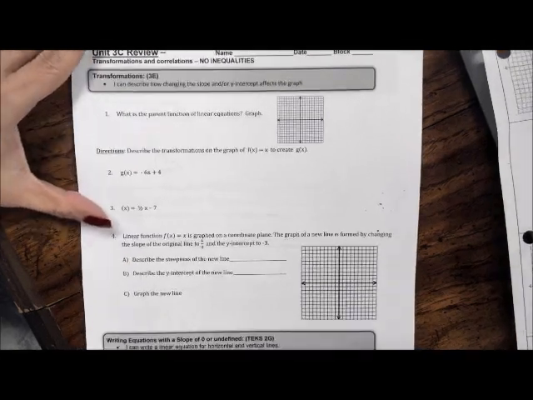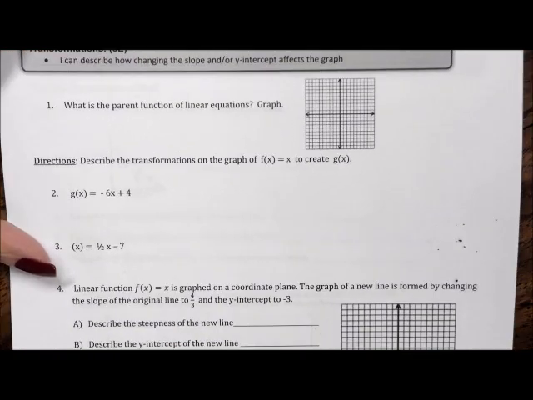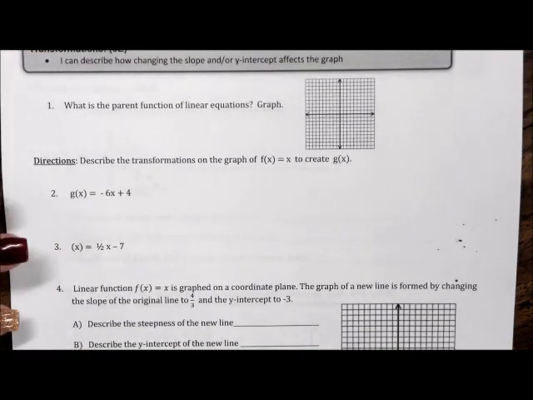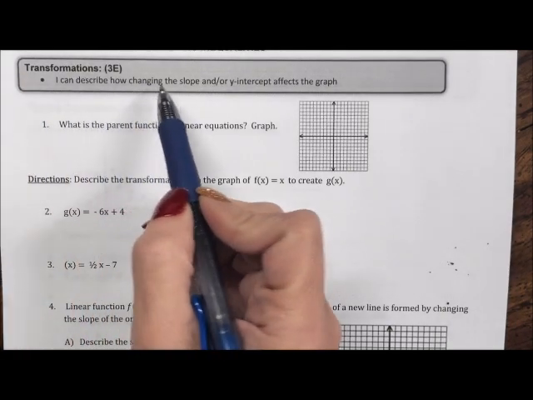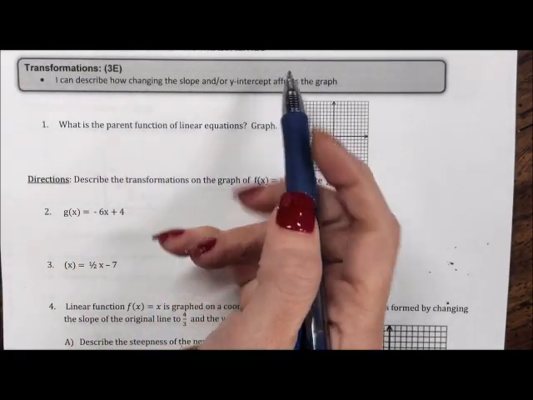Hey gang, so let's do our unit review over transformations and regressions. Alright, so I can describe how changing the slope and/or y-intercept affects the graph.